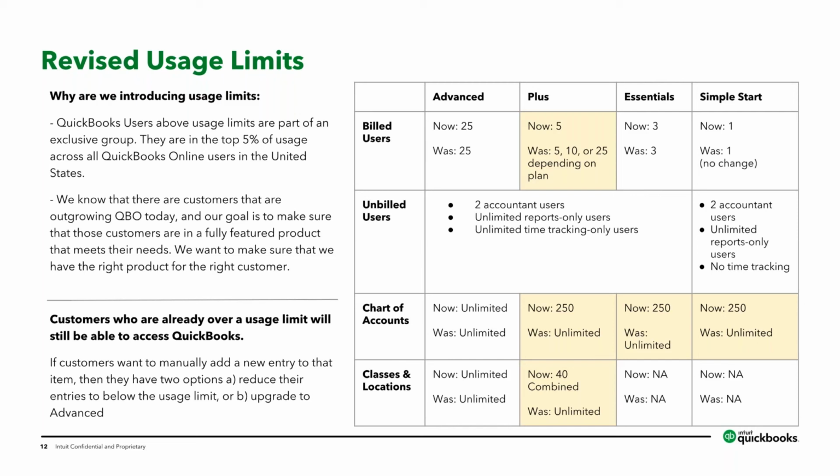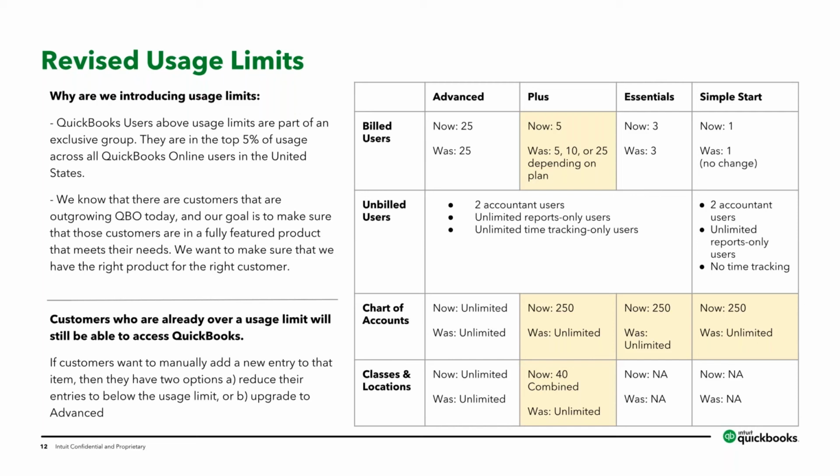The second dimension that we're revising usage limits on is chart of accounts. In QBO Advanced, you're able to have an unlimited number of accounts, whereas in Plus, the chart of accounts limit is now 250. And the last one is around classes and locations. We've added a revised usage limit in Plus of 40 combined classes and locations, and in Advanced, we have unlimited classes and locations.